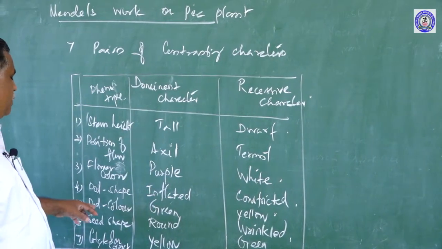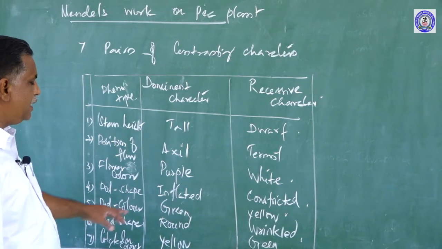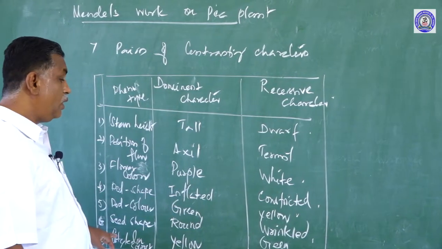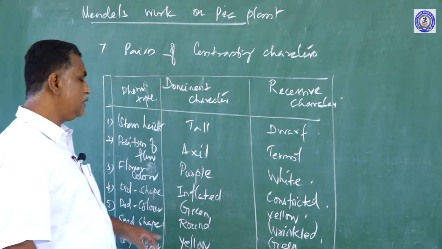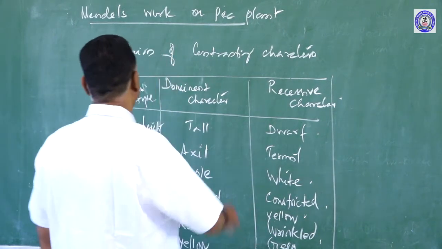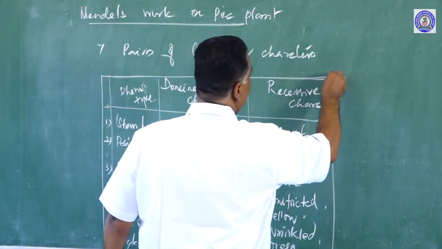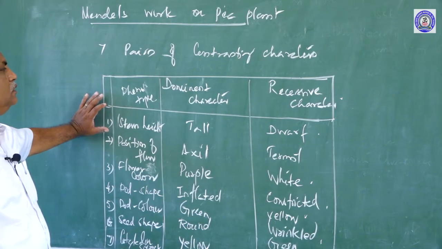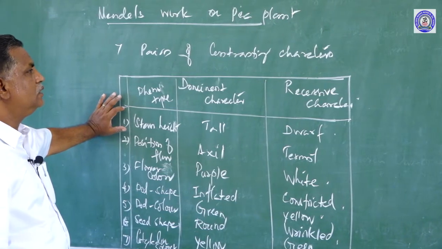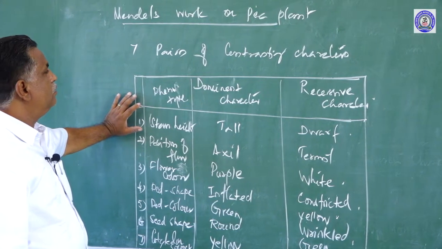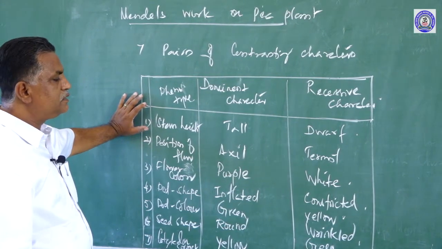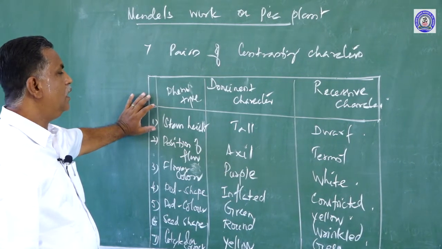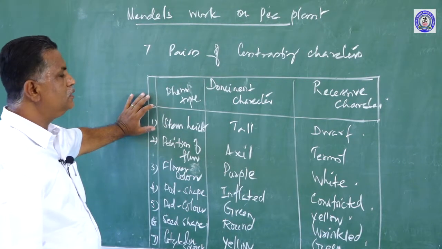You see, as far as the pod color is considered, green is the dominant character, but as far as cotyledon color is considered, green is the recessive character. These were the 7 pairs of contrasting characters studied by Mendel in Pisum sativum plant to propose certain principles of heredity, which is now called Mendelism.